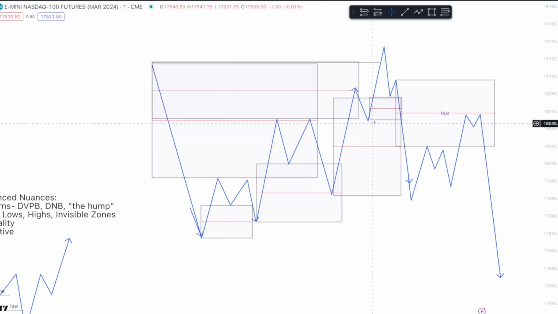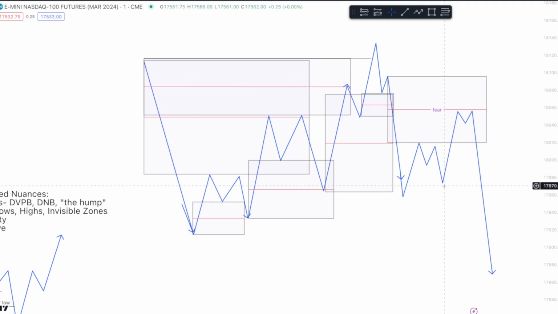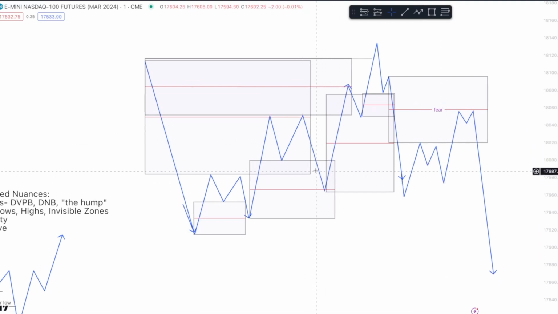The hump is what you will see all day long. And at the end of the hump, price makes its decision. Realistically, these highs came from this low. This low failed to run this, so the greed box gets respected.